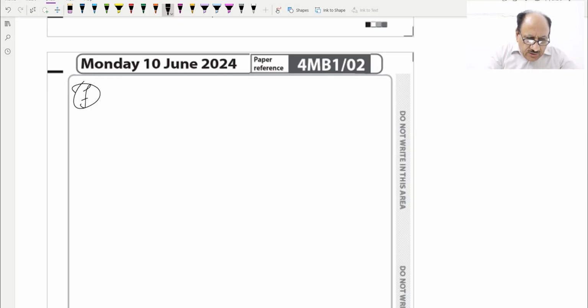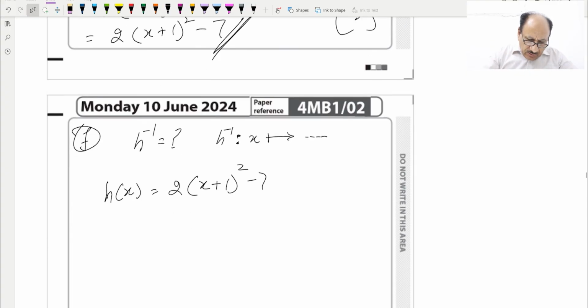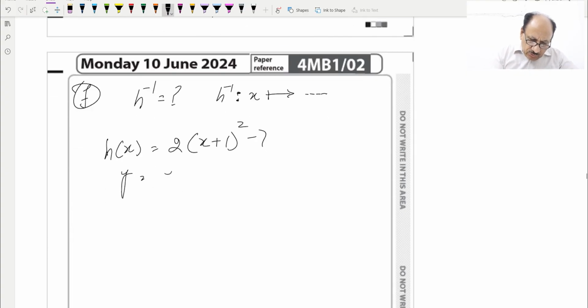Hence find the inverse, h inverse. So we need h inverse. We need to find it in the form h inverse, like this format we have to provide. So what we can do is we can take h of x. h of x is equal to, in completing square we just found, which I'm copying here, 2 into x plus 1 square minus 7, and we can write y is equal to 2 into x plus 1 square minus 7.